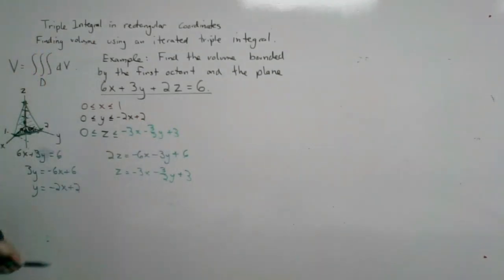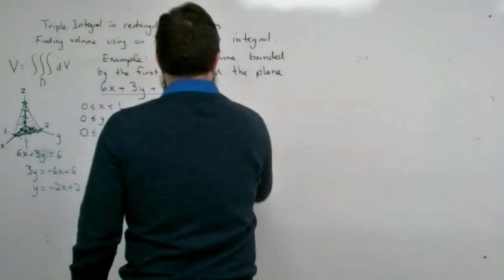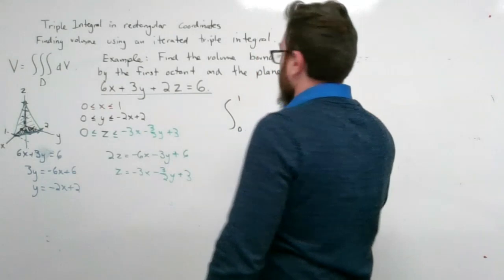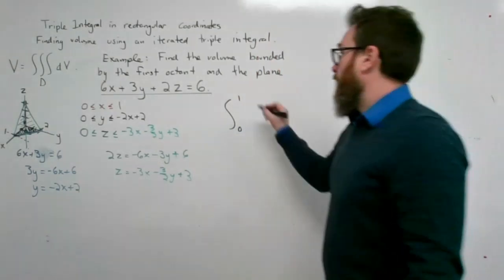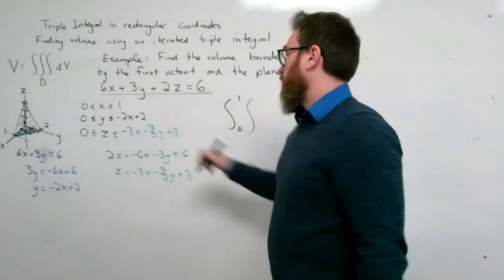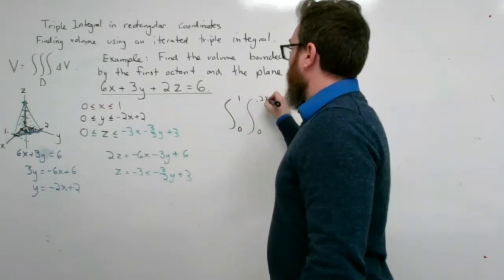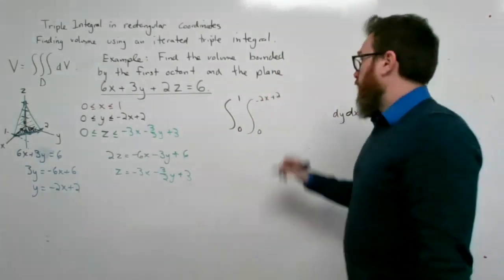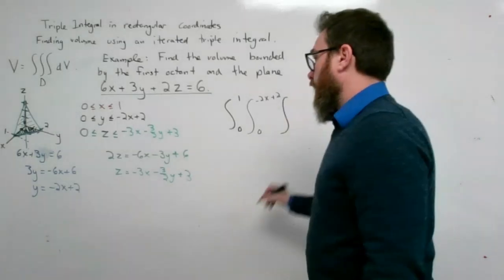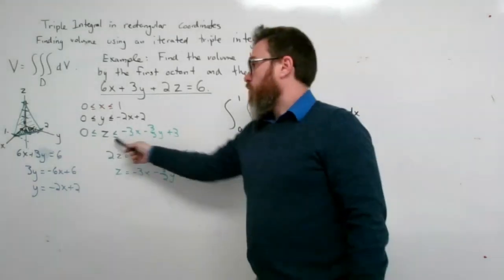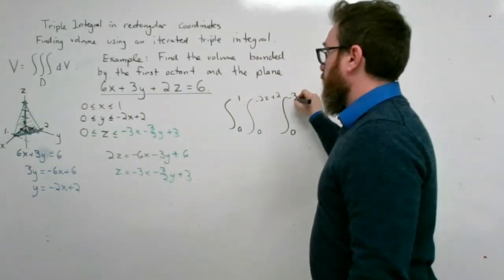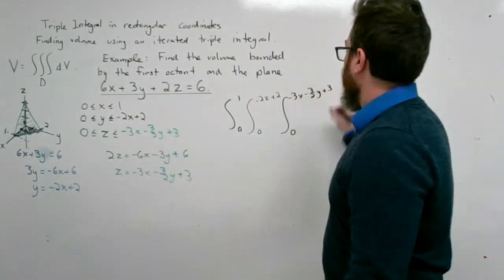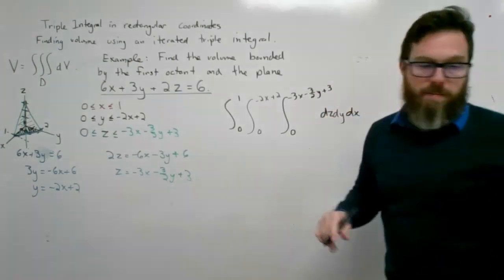Which means our integral can be defined as follows. The x's are going to be 0 to 1, so this will be dx. Then we have the integral from 0 to minus 2x plus 2, that's going to be our dy. And then we have the integral from 0 to this plane, which is minus 3x minus 3 halves y plus 3. And this is going to be dz.